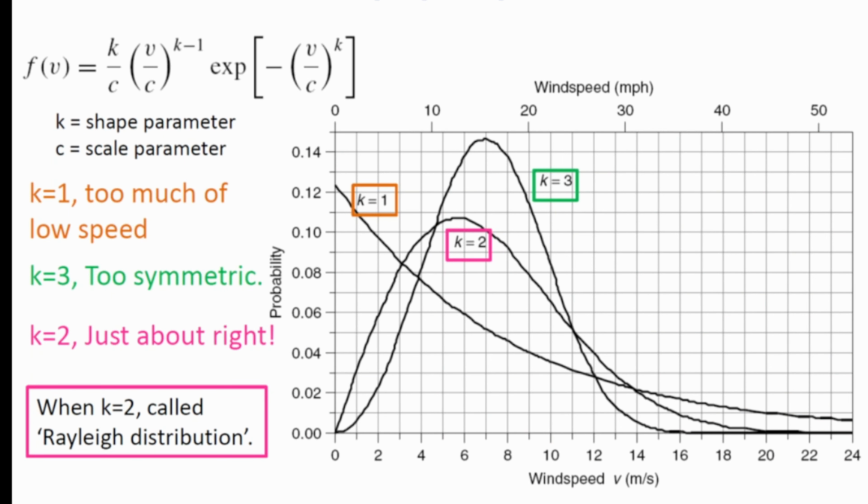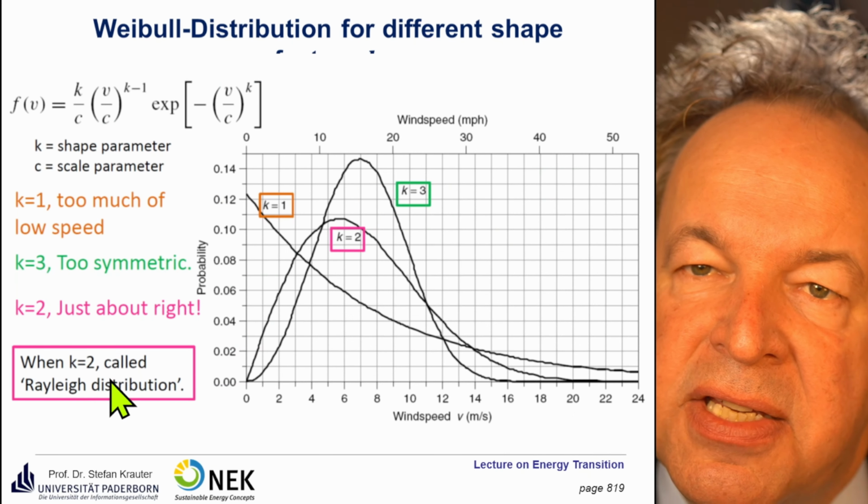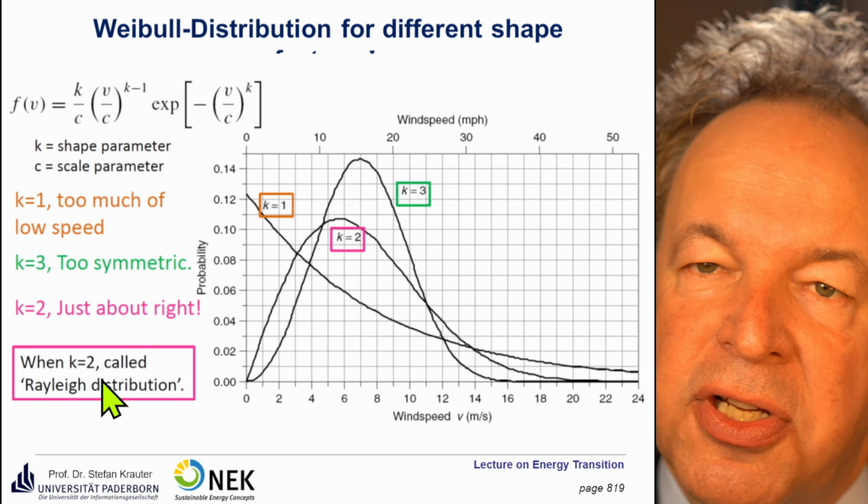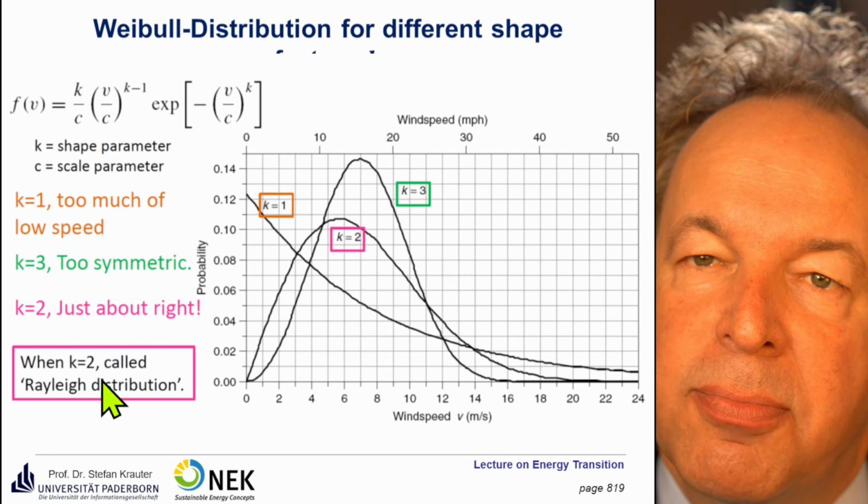Here you see the different shape factors. So k, best conditions in Germany, a little bit more than 2. With k equal to 1, the distribution is very uneven. If you go to k equal to 3, we have a quite symmetrical distribution, for example here in this case around 7 meters per second. k equal to 2, what's typical in Germany, is called the Rayleigh distribution.